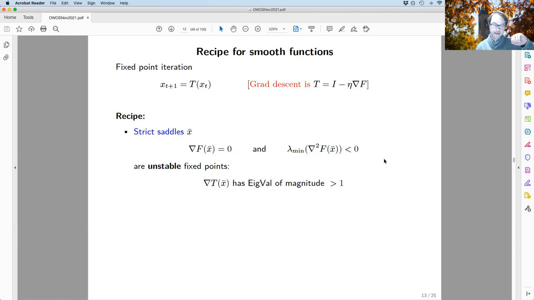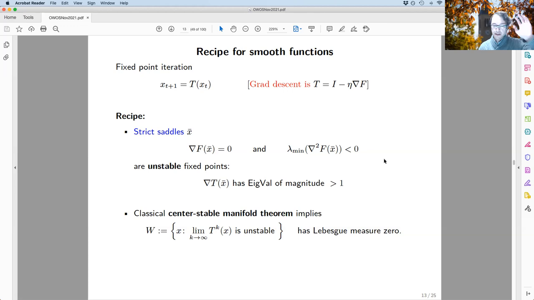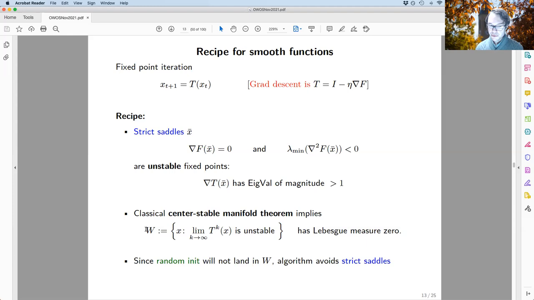Now, a lot is known about these unstable fixed points. In particular, one thing that we need in order to apply this result is what's called the center stable manifold theorem. And I won't state what the theorem is, but essentially what it does is it implies that the set of initial conditions which can possibly converge to unstable fixed points, if I iterate the operator forever, if I run gradient descent forever, is small. It has Lebesgue measure zero. So we have a very small set of initial conditions where we can converge to these bad points. And because of that, we know that if we take random initialization from a continuous distribution, let's say uniform in some box or Gaussian, we will not land within this set of bad initial conditions. And so the algorithms will avoid those strict saddle points eventually. And so that will give us the proof that gradient descent avoids those strict saddle points.